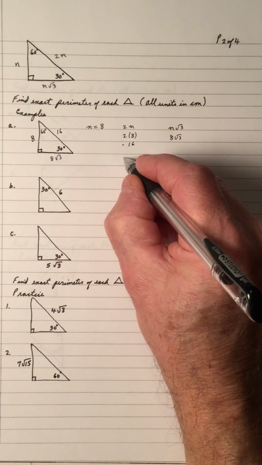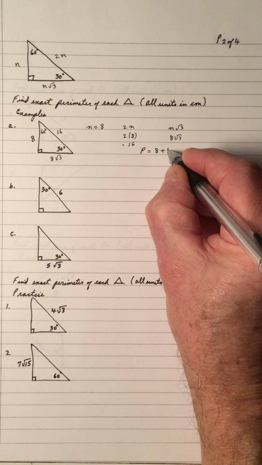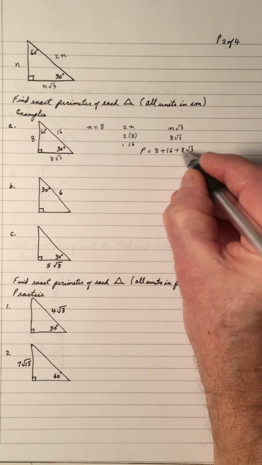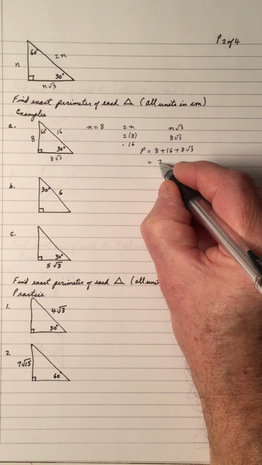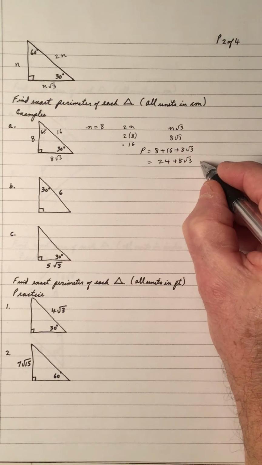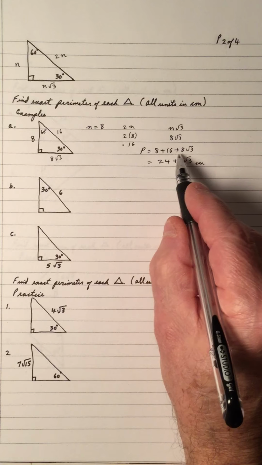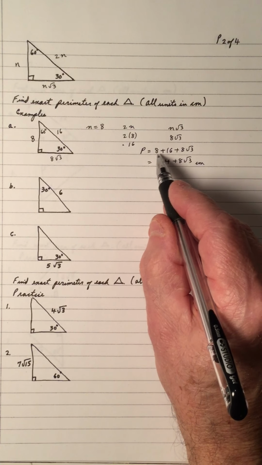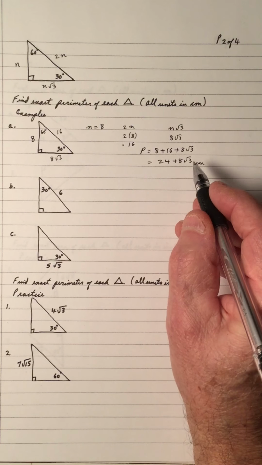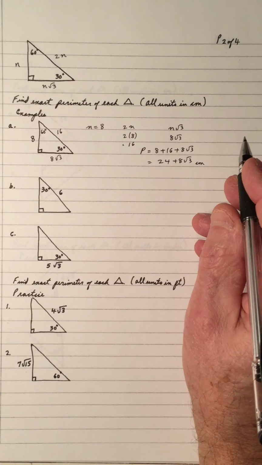And we have all the sides, so the perimeter is 8, add on 16, add on 8 root 3. And 8 and 16 is 24 plus 8 root 3. And we're dealing with centimeters, so the perimeter is in centimeters. So notice when you add these, you can only add the integers, you can't add the radical. You can only add like terms, radicals to radicals and integers to integers.